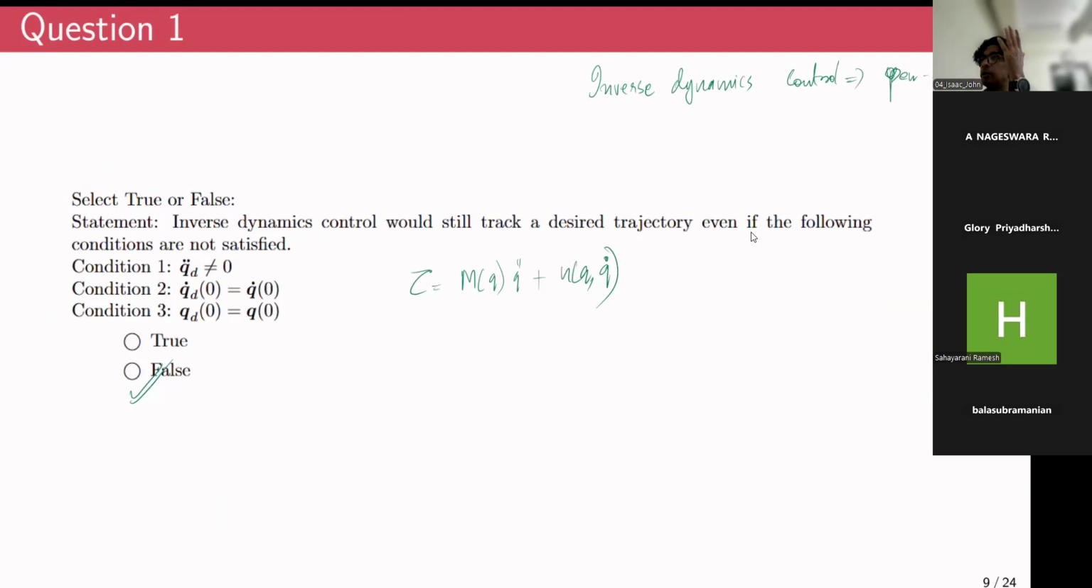So basically, with control, what we do is we want the robot to track our desired trajectory. Suppose you have a desired trajectory that the robot arm should follow. The trajectory is specified by the position as a function of time, velocity as a function of time, and acceleration as a function of time. These are the desired positions, desired velocities, and desired accelerations.